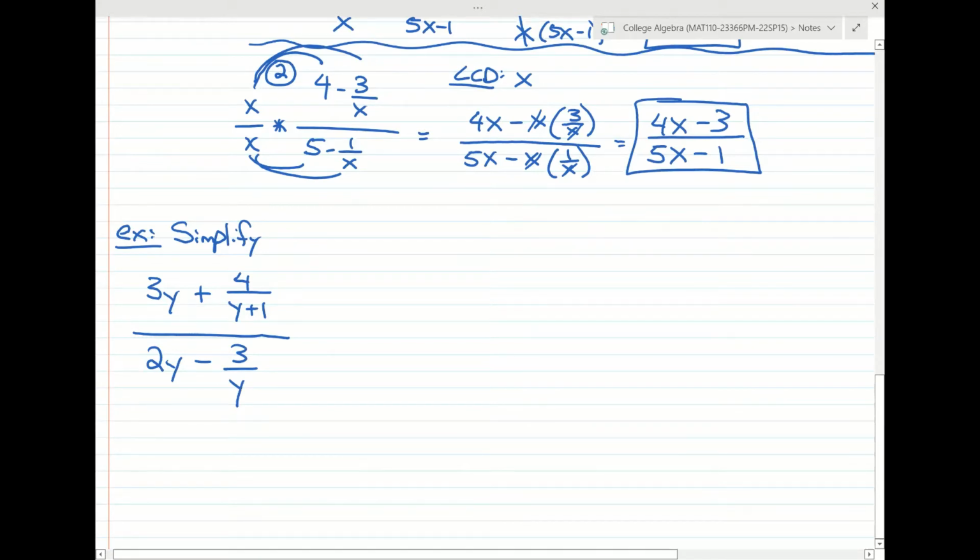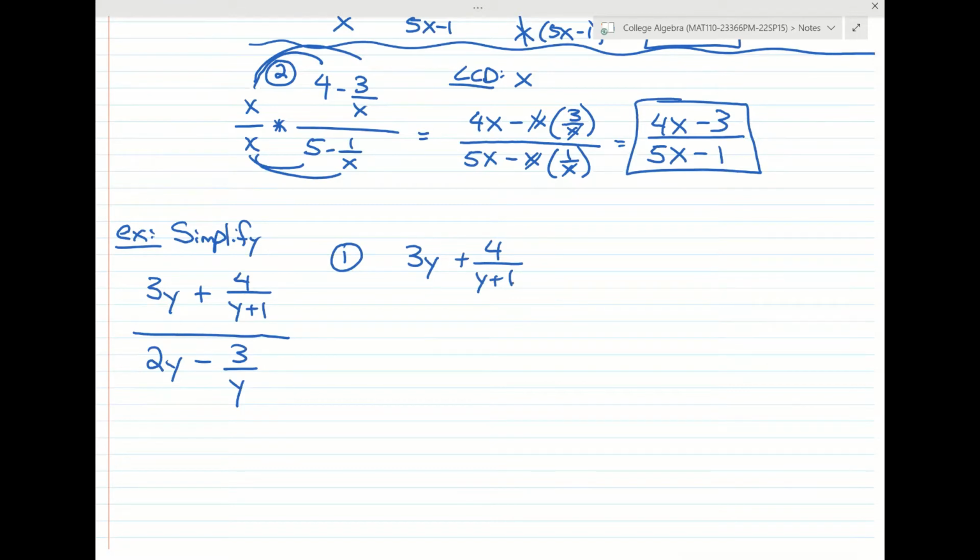We'll try both techniques. First technique, I want to try to combine the fractions on top. Let me just write it again. We have 3y plus 4 over y plus 1. What would be the least common denominator just for the top? It's y plus 1, so we just go with y plus 1. I'm going to multiply this 3y by y plus 1 over y plus 1.